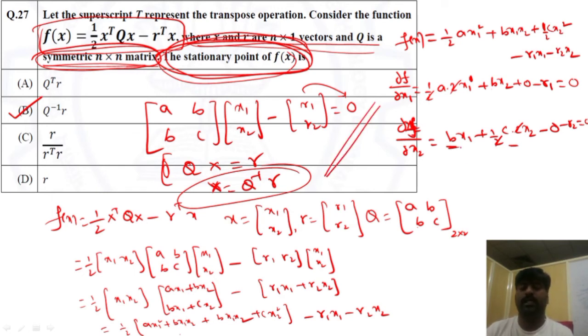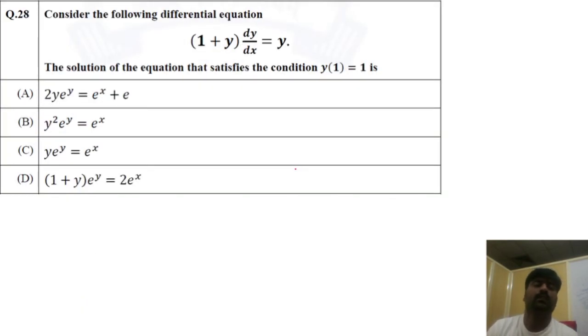So that's the thing, if you express again these first order partial derivatives in matrix form, then you will get the value easily. That's the logic here to find it. Now let's go for another question.